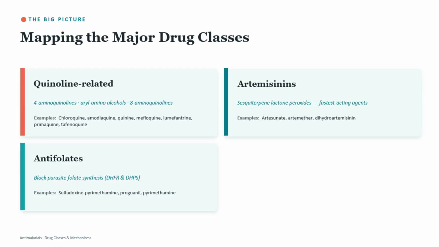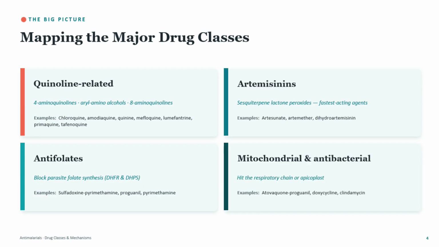Now let me give you the big picture. I want you to imagine all the drugs sorted into 4 buckets. The quinoline-related agents, which are the largest family, the artemisinins, the antifolates, and the mitochondrial and antibacterial group. Notice with me that quinoline-related splits further into 4-aminoquinolines, amino alcohols, and 8-aminoquinolines. Think of this slide as a scaffold. Every individual drug I mention from here on, you can hang onto one of these hooks.